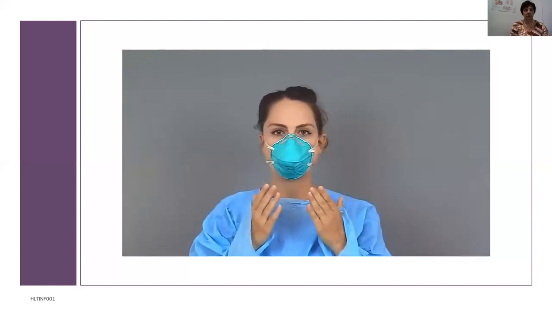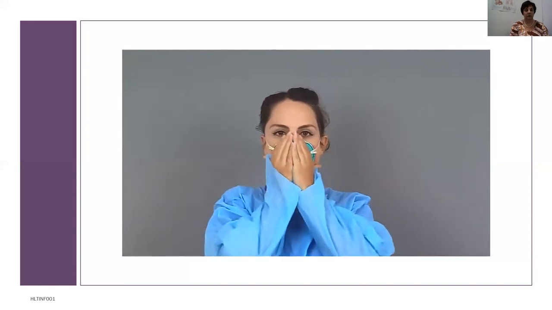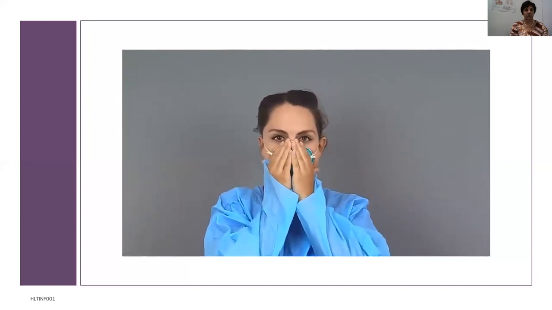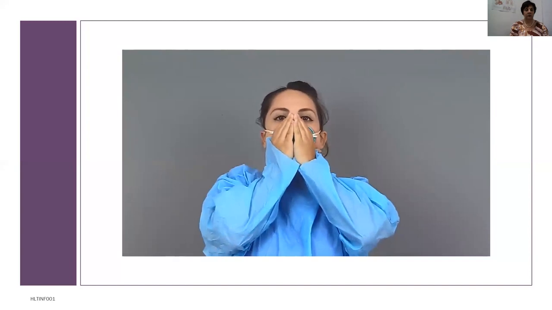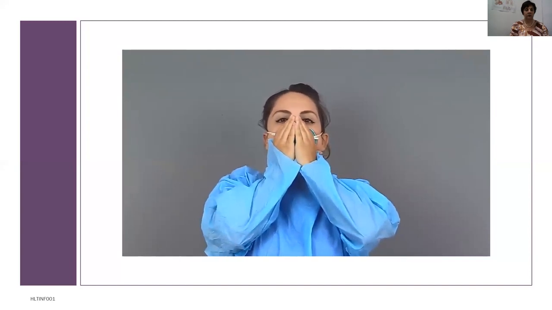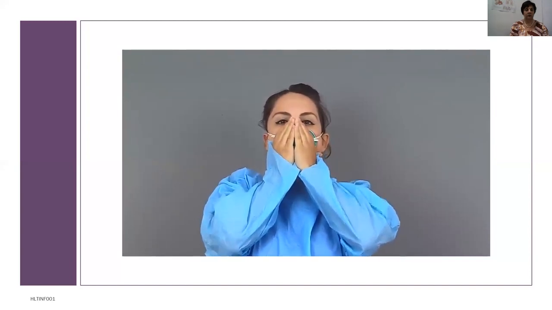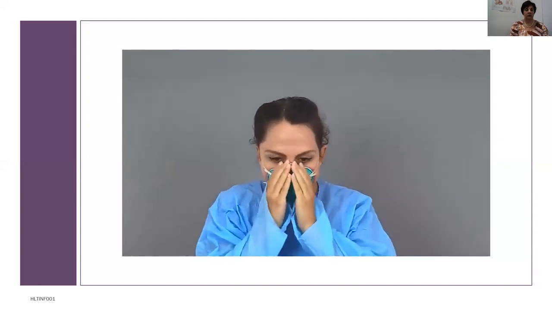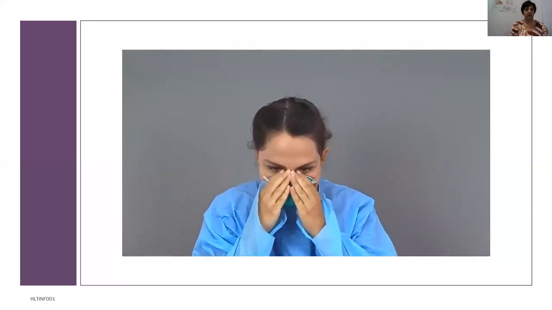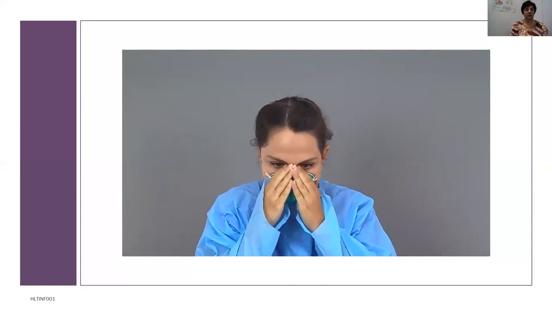Now perform a seal test. Place both hands over the respirator. Take a sharp breath in and make sure that the respirator is sealing over the face during this inhalation. Keep both hands on the respirator and breathe out. While breathing out, feel for any air leaking around the nose piece and around the respirator's perimeter.